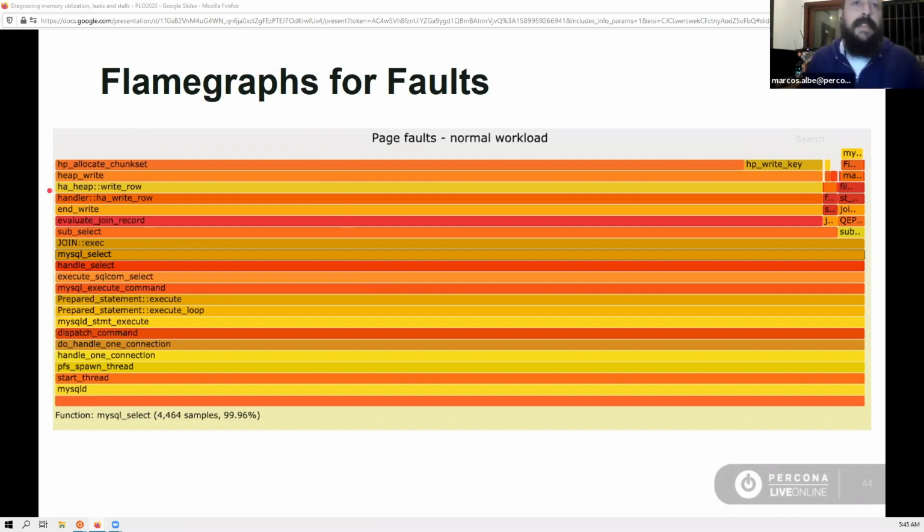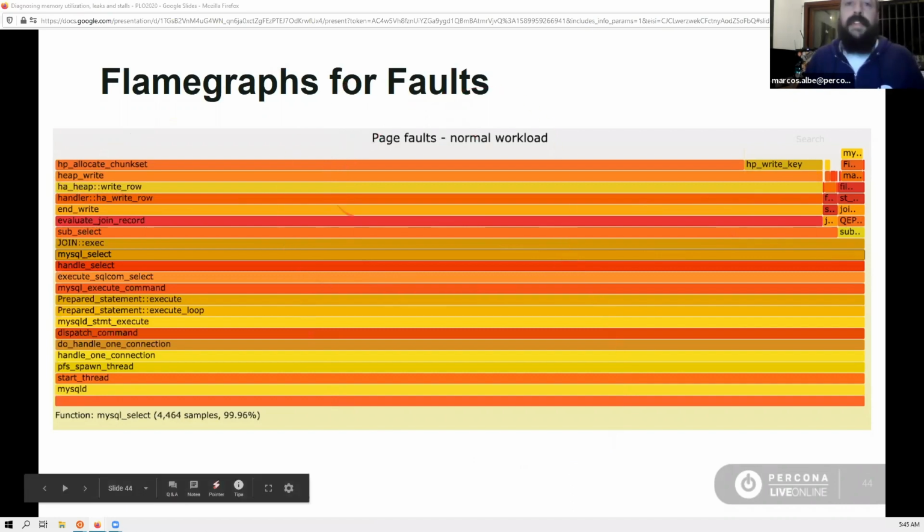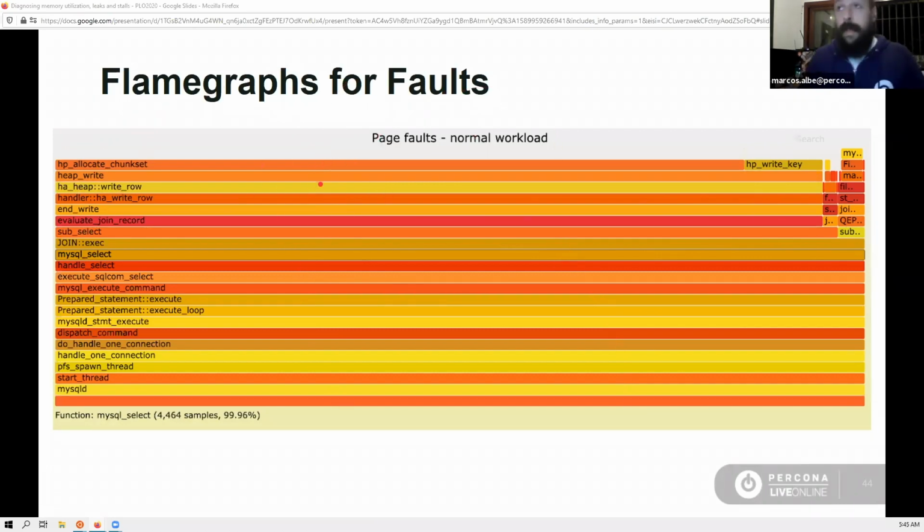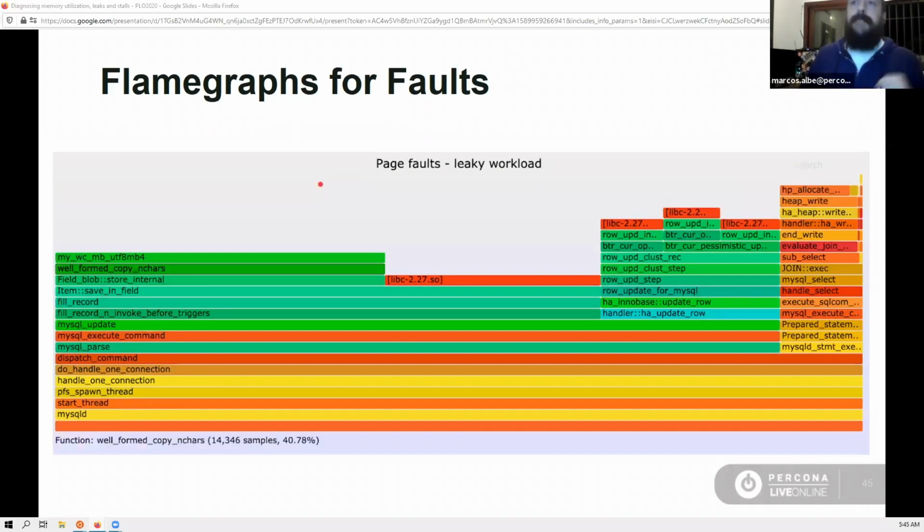Here is the flame graph when the memory is not leaking. You can see it's doing some temporary tables, HA heap, that's the memory engine in MySQL. It's doing some sub selects, whatever, but mainly it's doing temporary tables 99% of the time. So this is normal behavior, and this is bad behavior.